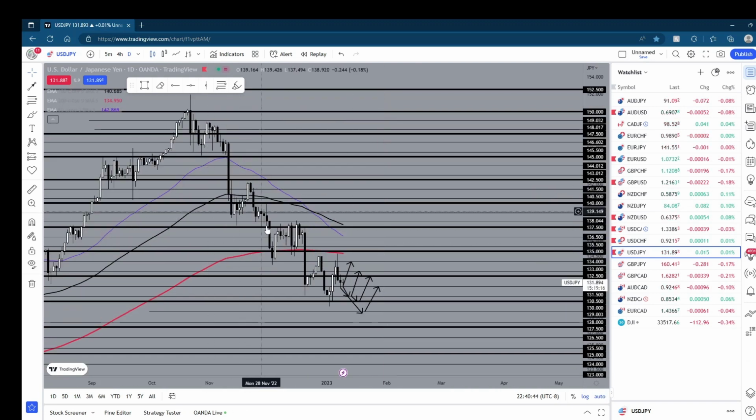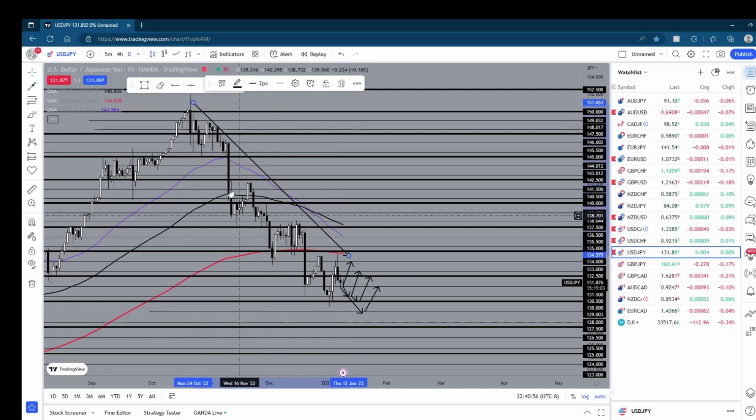There's a push up here, boom, push up here, boom, push up here, boom, here hits target, here hits target. So even though this thing is in a massive downward spiral, there's still opportunities within these moves to push up and make some money. So that's what I'm expecting around these areas for the USD JPY.